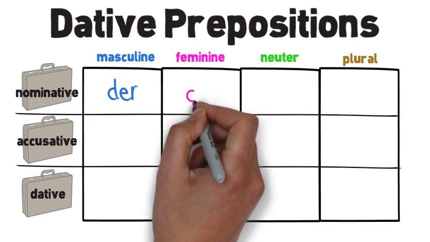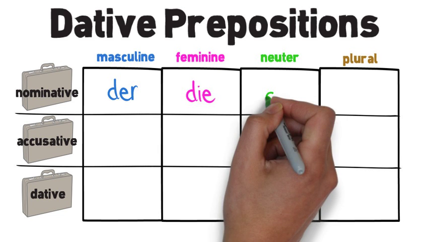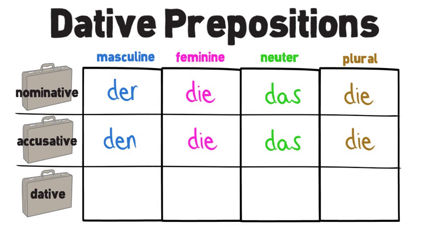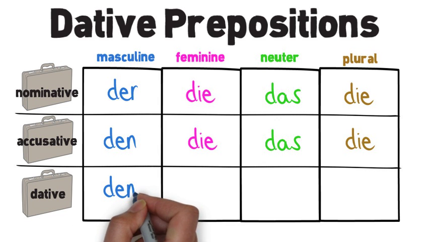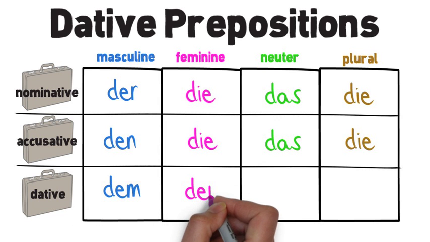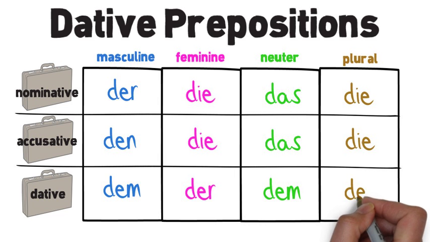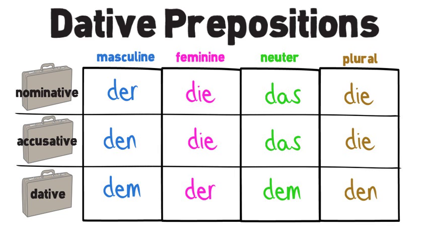As you know, masculine nouns in the nominative case will use the definite article der. Feminine nouns will use die, neuter nouns will use das, plural nouns will use die. The accusative case is the same, with the exception of the masculine nouns. Masculine nouns in the accusative case use the definite article den. The dative case is very different, though. Dem for masculine, der for feminine, dem again for neuter, and den for plural. This is the case we're interested in for the prepositions we'll be discussing.